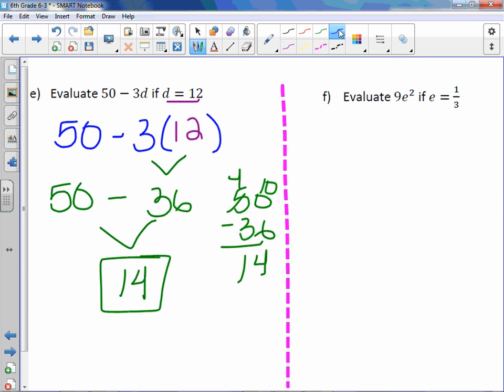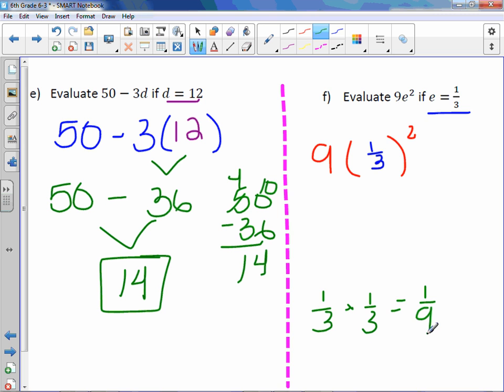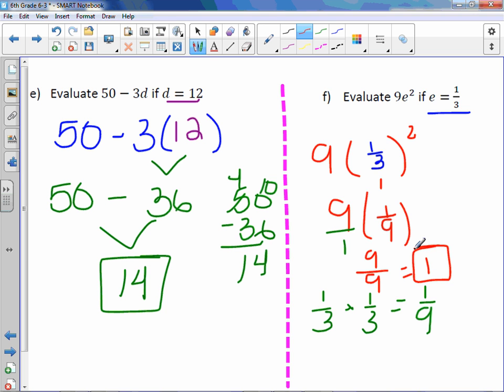Letter F. Evaluate 9e squared if e equals 1/3. So 9 times 1/3 squared. Remember, 1/3 squared is 1/3 times 1/3, which equals 1/9. So we have 9 times 1/9. Let's put that 9 over 1 and multiply. 9 times 1 is 9, and 1 times 9 is 9, and 9 divided by 9 is 1.